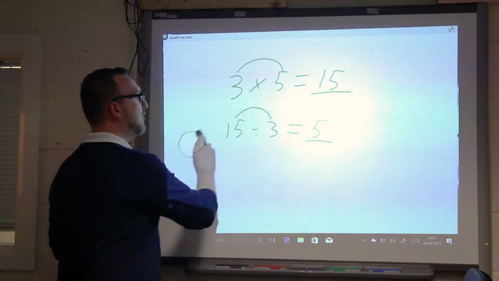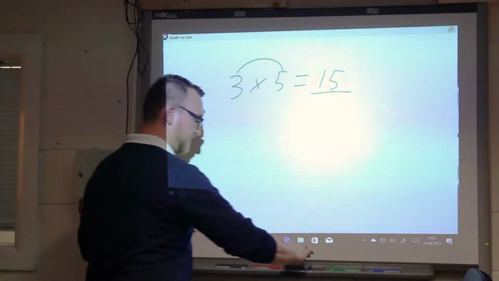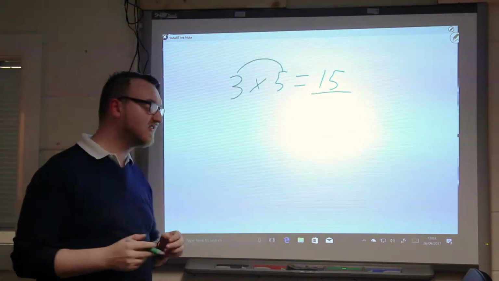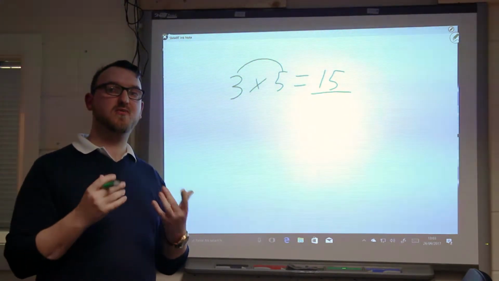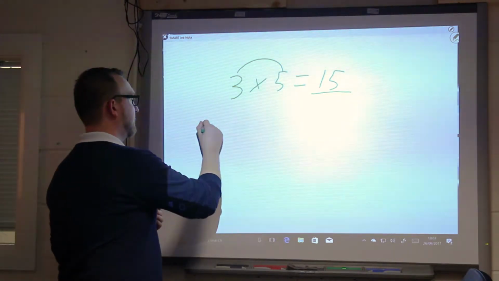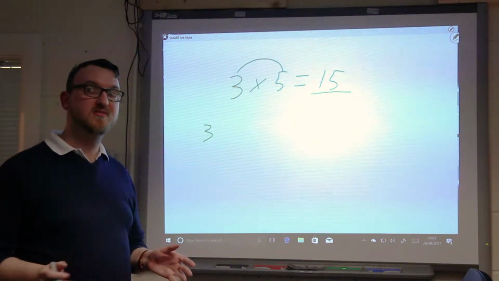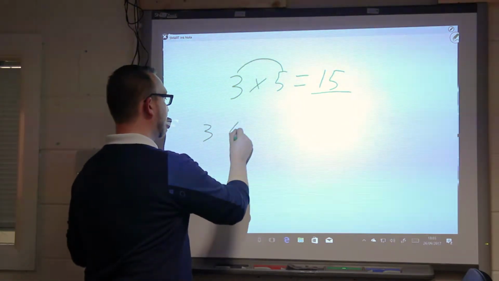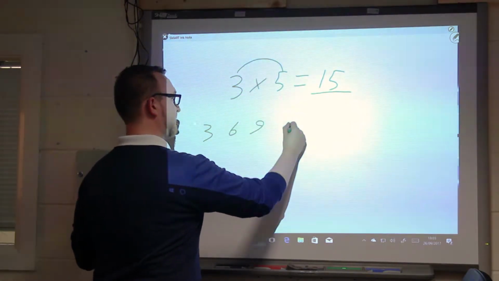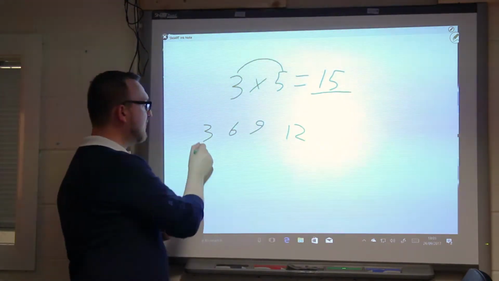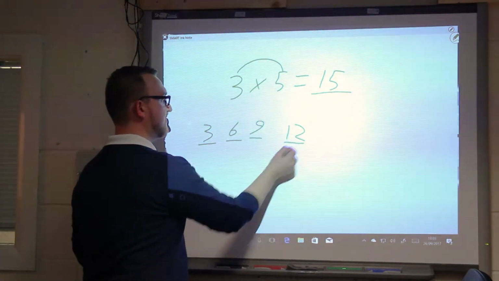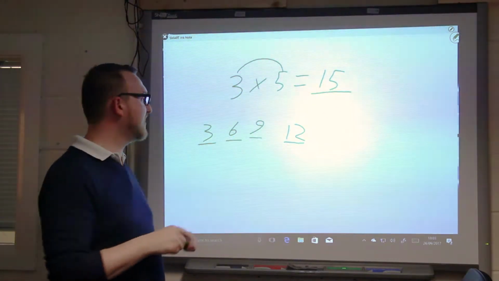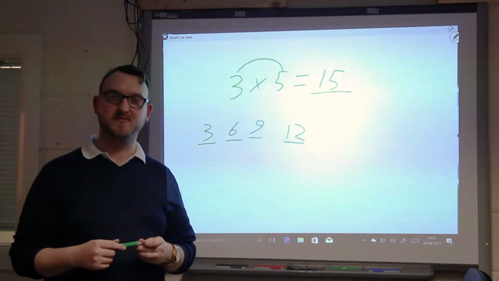Now when we talk about a multiple, we mean any number that is in that times table. So if I say list the first multiples of 3, well 3 is your first multiple always, because that's just 1 times 3. 6, 9, 12, you can see that all these numbers here appear in the 3 times table. And that's all that a multiple is. It's something that will appear in that number's times table.